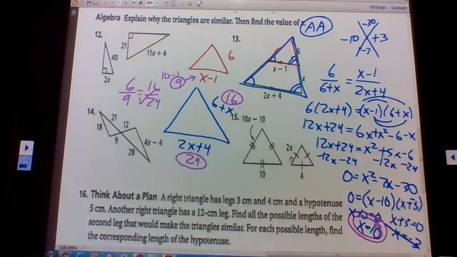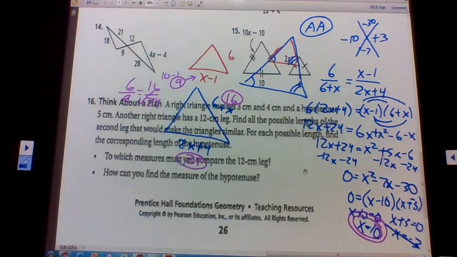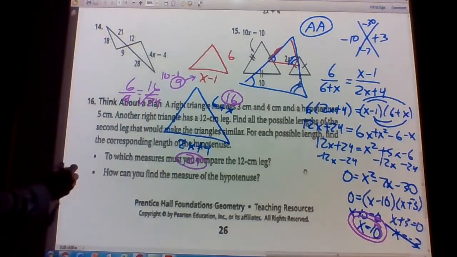Okay, 14 here. You have vertical angles.